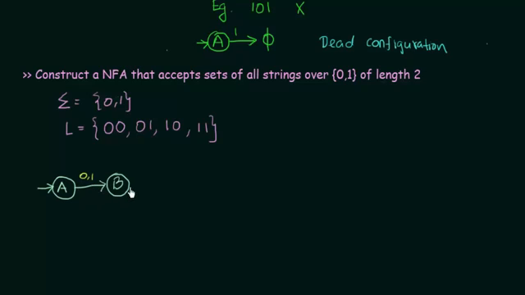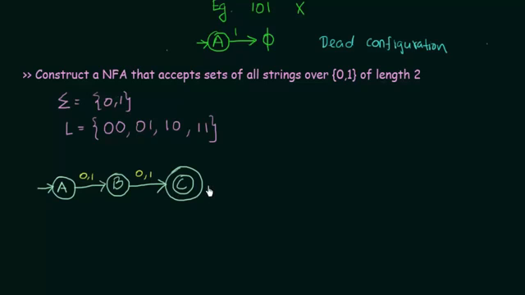Now on getting the next input, whether it is 0 or 1, I send it to the next state, which I will call state C. And at this point, what is the length of my string? The length of my string is 2. I got my first input here, second input here, so the length of my string is 2. So this C should be my final state or accepting state, right? So this is it. This NFA is complete.